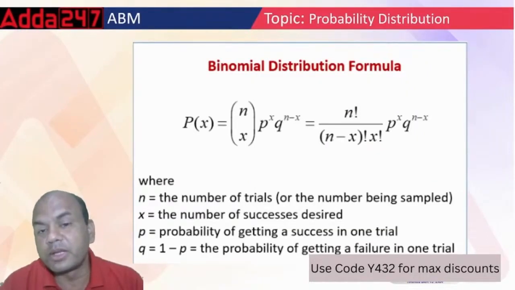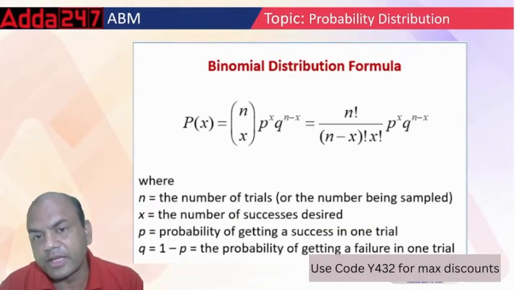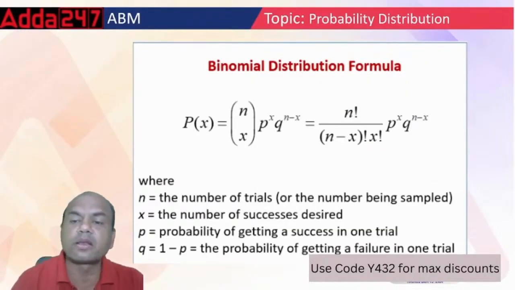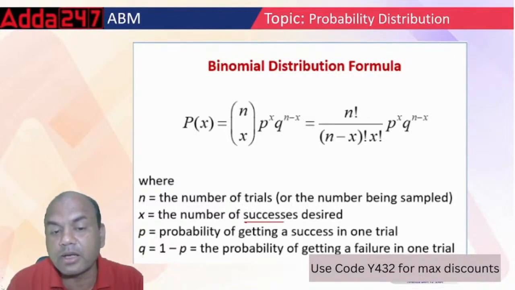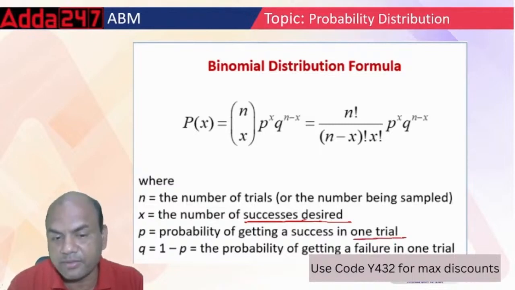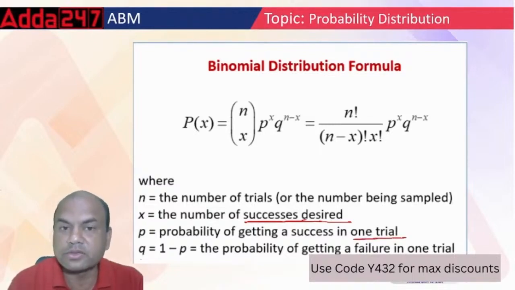Now, this is the formula for binomial: nCr into P raised to r, Q raised to n minus r, or X we call it. So nCx, P raised to x, Q raised to n minus x. n is the number of trials. x is the successes required. P is the probability of getting success in a single trial, and Q is the probability of getting failure. So this is binomial.